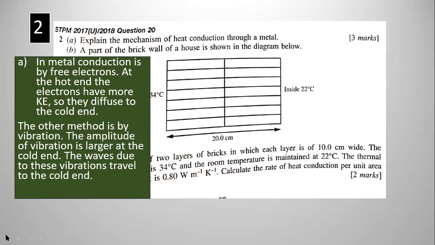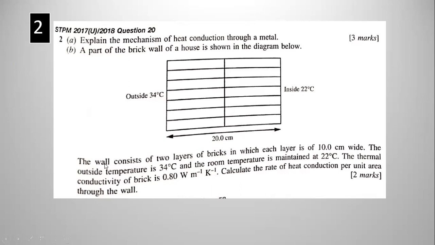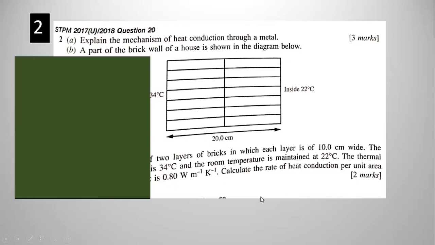Then after that, you are given a part of the brick wall of a house shown in the diagram below. The wall consists of 2 layers of brick in which each layer is 10 cm, 10 cm, so it's 20. The outside is 34, that's the outside, and that's the inside. Thermal conductivity is given. Calculate the rate of heat conduction per unit area through the wall.